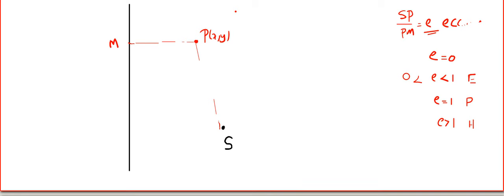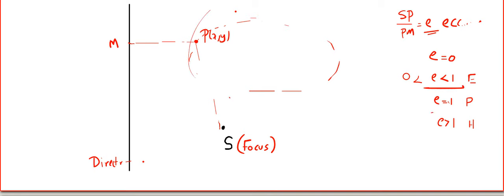And this fixed point also has a name. It is called focus. And this line, the fixed line, has a name. It is called directrix. And of course, the moving point will generate our picture. Maybe an ellipse if e is less than 1, maybe a parabola if e is equal to 1. Depending on the value of e, it will produce a conic section.